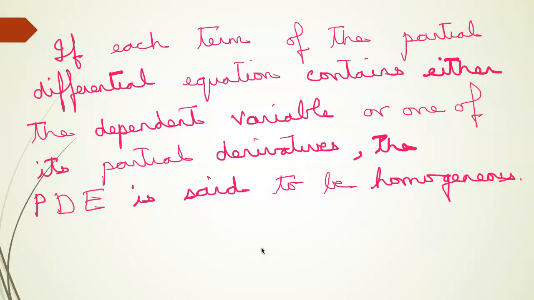If each term of the partial differential equation contains either the dependent variable or one of the partial derivatives, then the partial differential equation is said to be homogeneous. So what is a homogeneous differential equation? Every term contains either the dependent variable or one of the partial derivatives of the dependent variable.